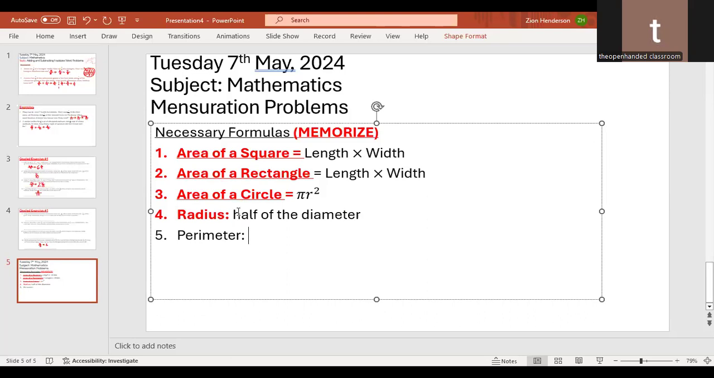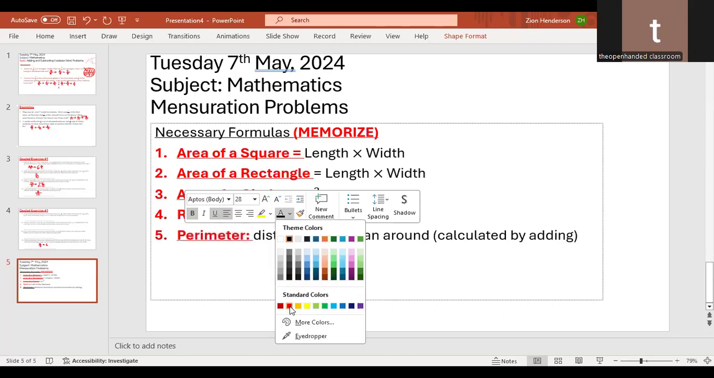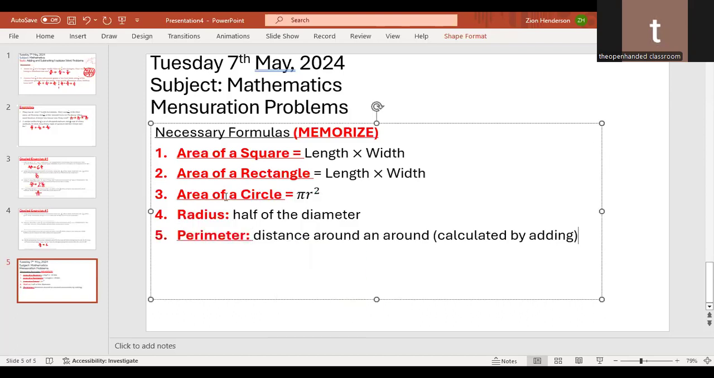You add all the sides. Very good. So the perimeter would be the distance around an object, and we can calculate it by adding all the sides. So the perimeter is the distance around the object, and we can get that by adding up all the sides together to get our perimeter.